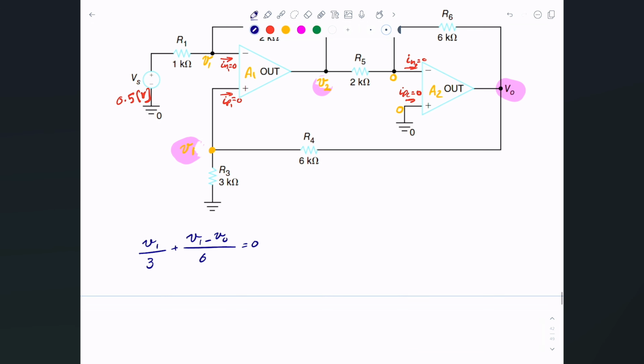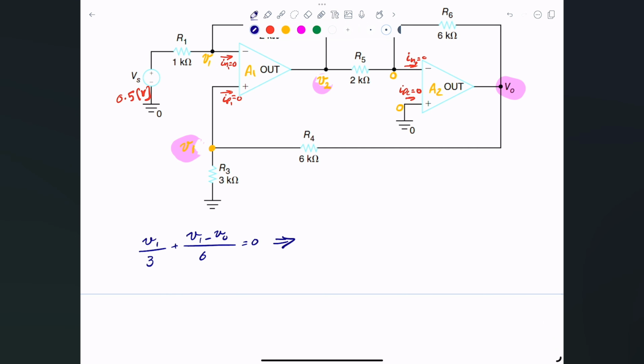Okay, we'll clean the equation a little bit so that we have a simpler equation. If I multiply both sides by 6, that will be 2V1 plus V1 minus V0 equals 0. That means we have 3V1 minus V0 equals 0. So that's the first equation.